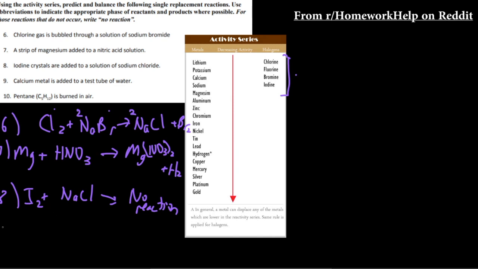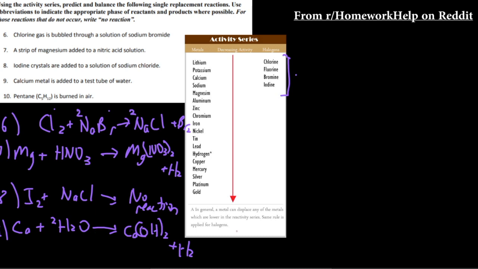Now, number 9, calcium metal, so Ca, is added to a test tube of water, so H2O. So in this case, calcium versus hydrogen, yes, calcium is higher than hydrogen. Therefore, you're going to get Ca(OH)2 plus H2. From here, you have to balance the reaction. There's 2 hydrogens here, 2 oxygens here. And your final answer should be 1 calcium to 2 waters to 1 to 1.